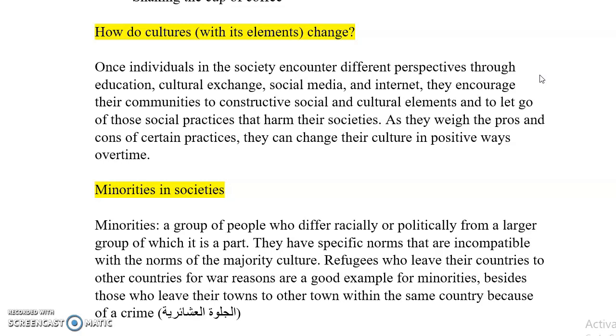So this Jordanian culture, for example, has its own elements, but because of social media, cultural exchange, or education, it starts to change. These elements start to change because cultures have entered into each other.